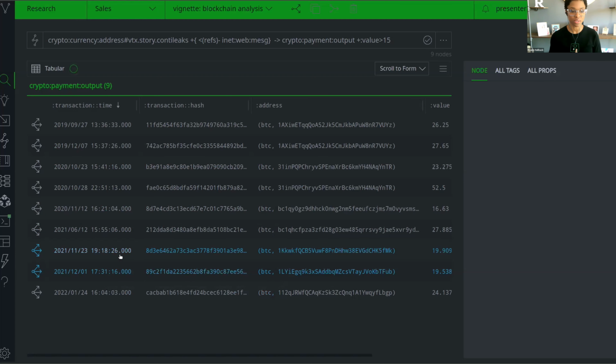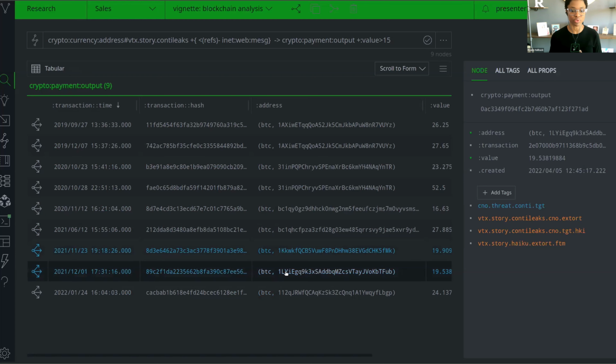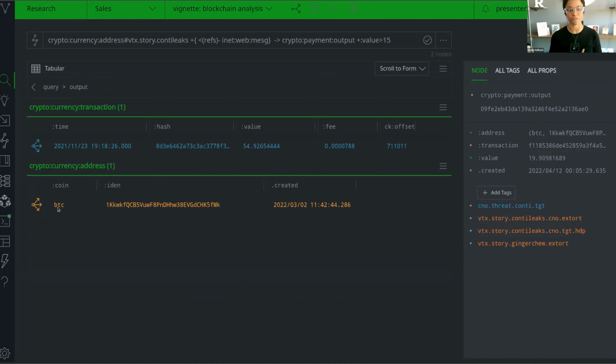and if this is an account of interest. So this first address that we investigated was this 1LY account, and that was associated with Haiku. This next account, this 1KK account, we noticed a transaction, once again, of 19 BTC that took place just about a week prior. And for this, we chose to name this sub-story Ginger Chew, and we investigated this activity.